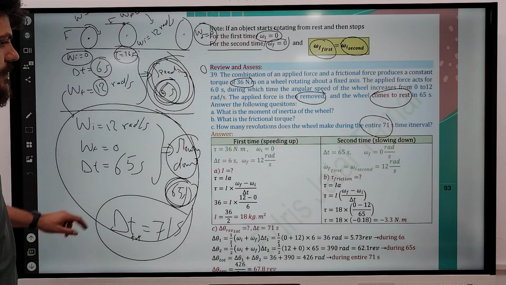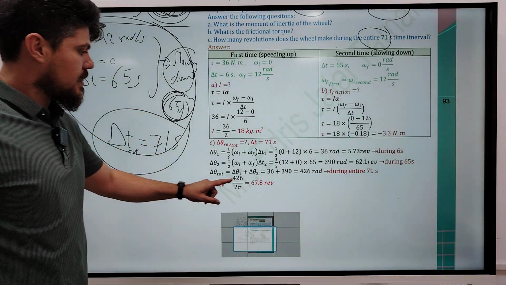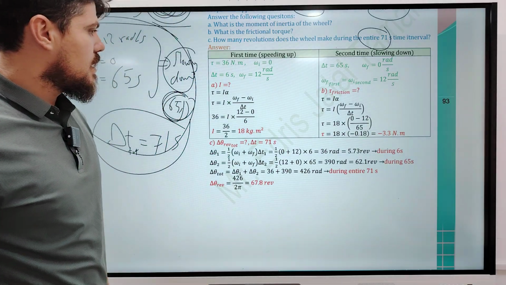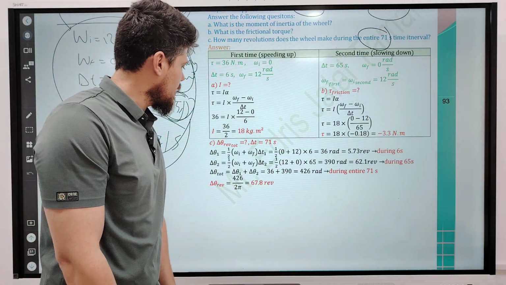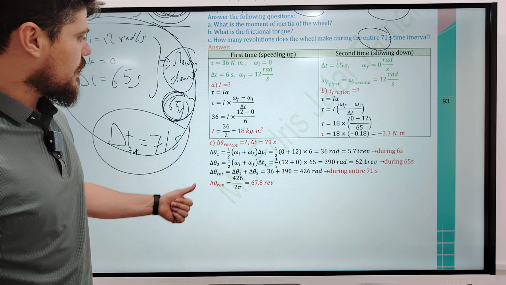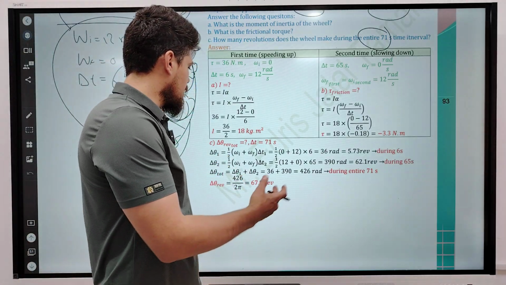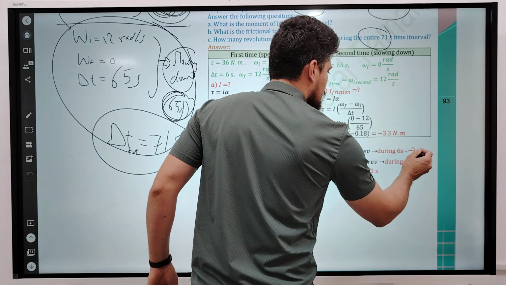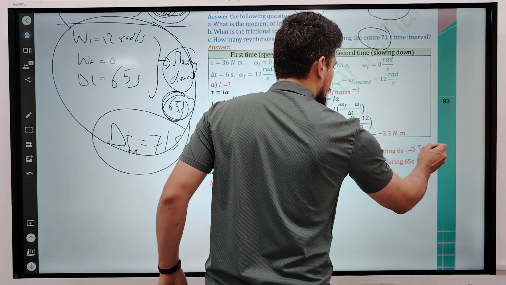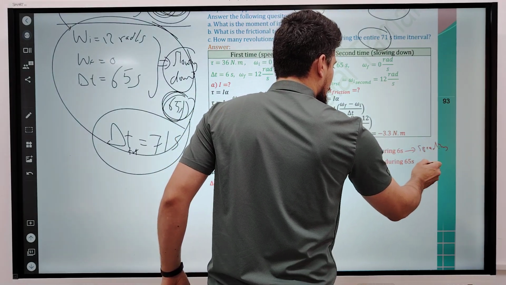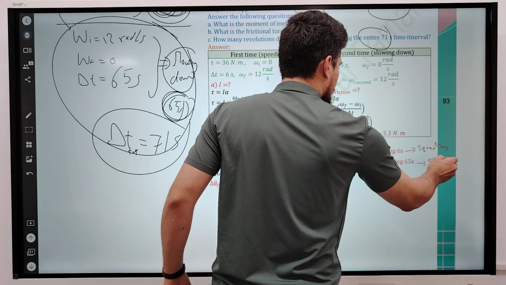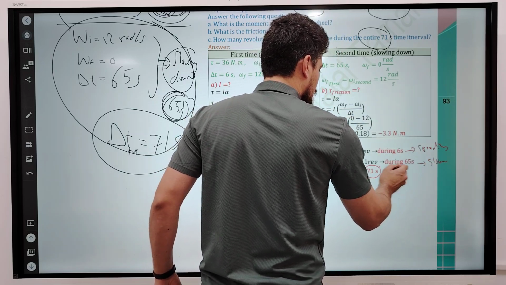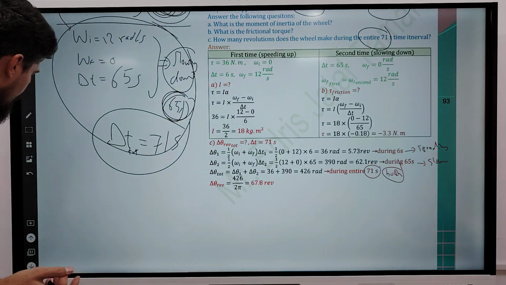Okay, look, 67.8 revolution during the entire 71 seconds, and I indicated it very well here, as you can see. Theta 1 over 2, omega initial, omega final, replaced during the 6 seconds. What do you mean by during 6 seconds? It means speeding up. What about 65? Slowing down. What about 71? Both speeding up and slowing down.